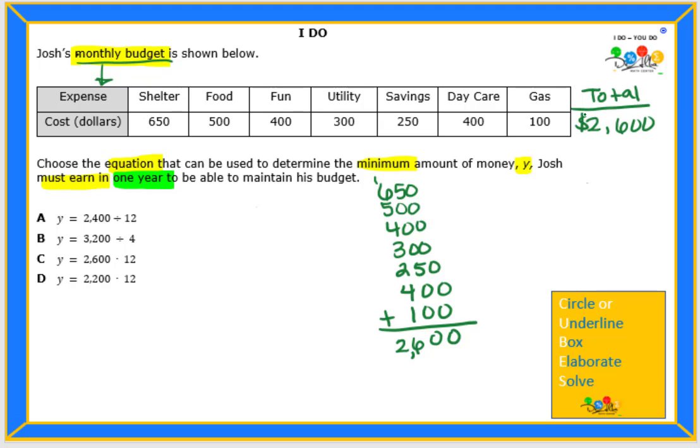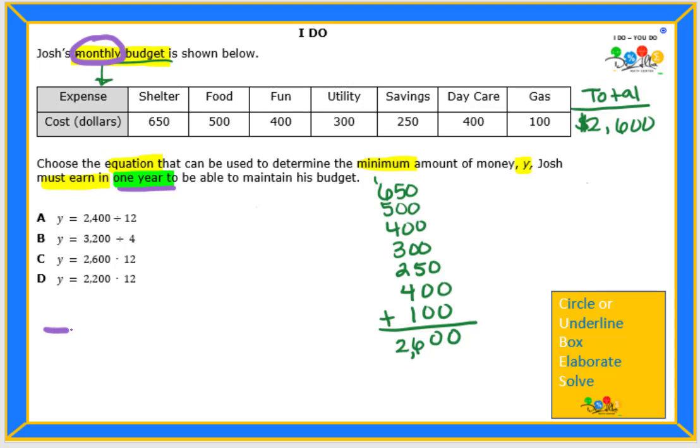So we know the total is $2,600, but that is for a month. Every month that's what he needs. And the question says again, choose the equation that can be used to determine the minimum amount of money Josh must earn in 1 year to be able to maintain his budget. So we know that he needs $2,600 in 1 month, but what we need to know is what he needs for the whole year.